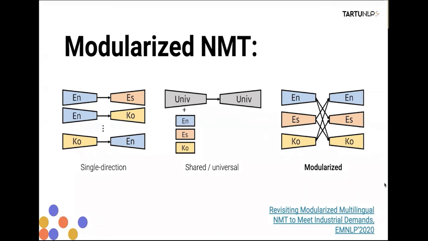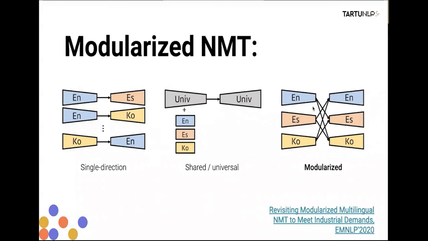And this is not a toy scenario. The paper is called Revisiting Modularized Multilingual Neural Machine Translation to Meet Industrial Demands. So they tested on a realistic use case with lots of data and so on. And they show that this modularized approach mostly, or in all cases, beats the shared approach, depending on the capacity, of course. And furthermore, it either stays on the same level or even slightly surpasses the single direction systems.